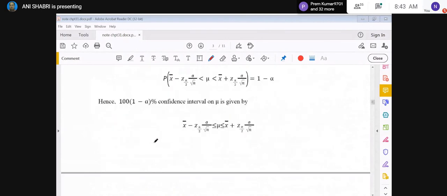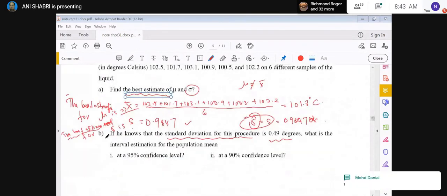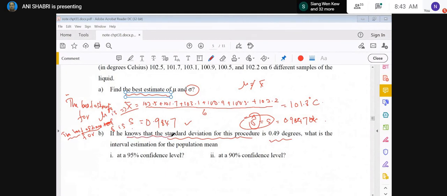Okay, for this question, number B, which formula? Number one or number two? Okay, number one, Muhammad Daniel, number one. Because the standard deviation is known. If he knows the standard deviation, sigma is given. Sigma is given as 0.49.